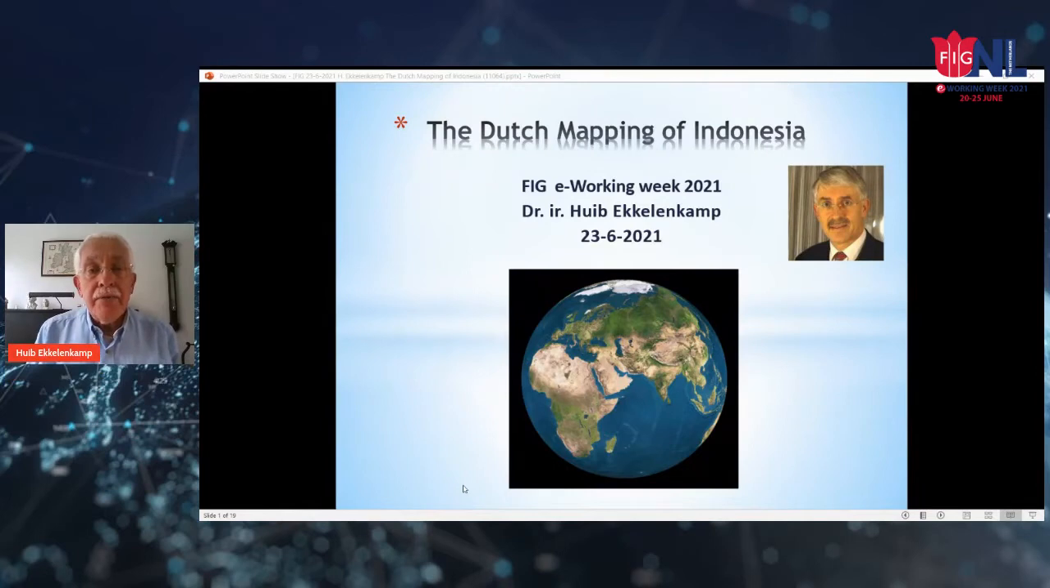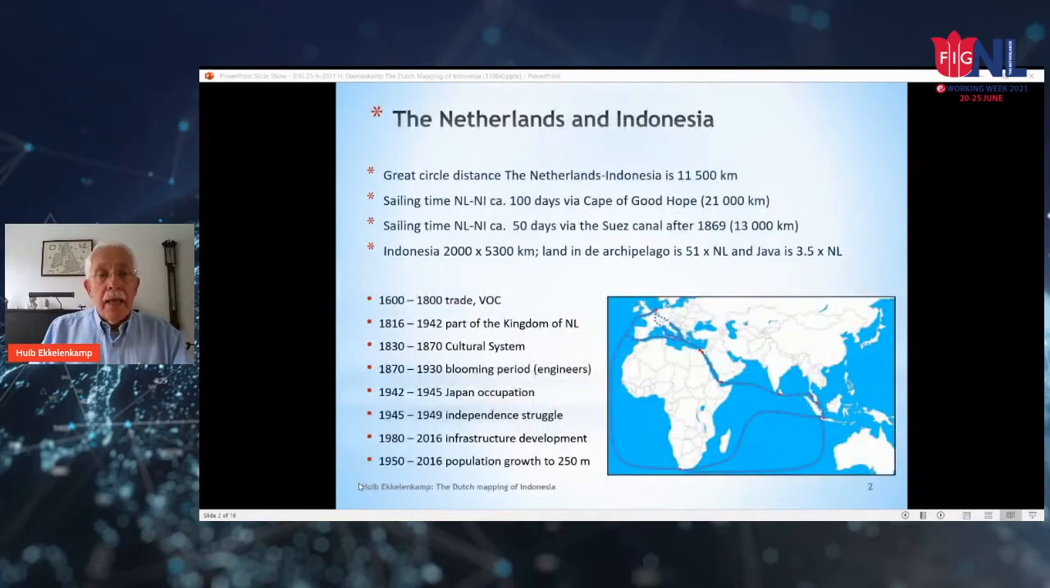Welcome, everybody. I will try to give you an overview of the Dutch mapping of Indonesia, which took place more or less between 1800 and 1990. And I will do my best to give you also a little bit of background, how this mapping originated. Give you a little bit of information about the Netherlands and Indonesia. Indonesia is quite a distance from here.